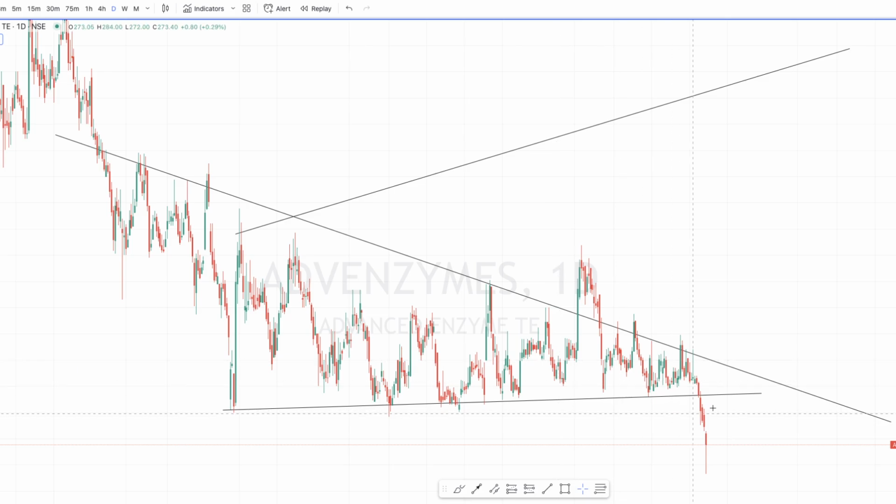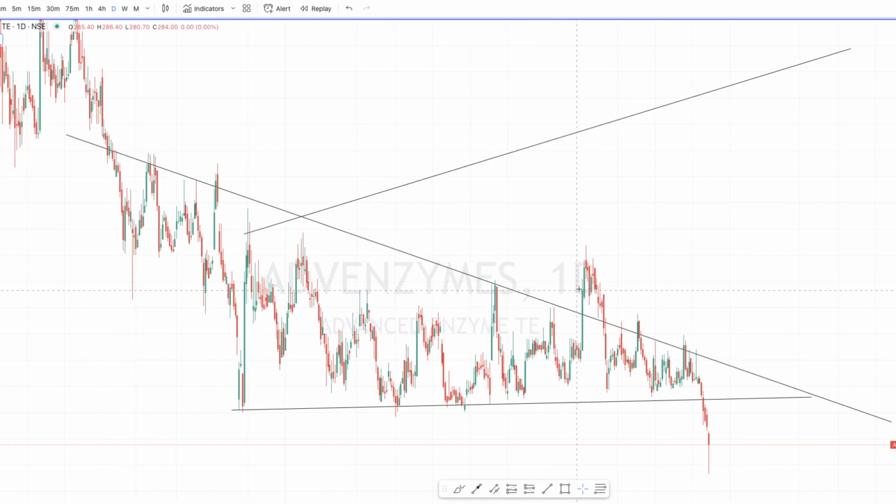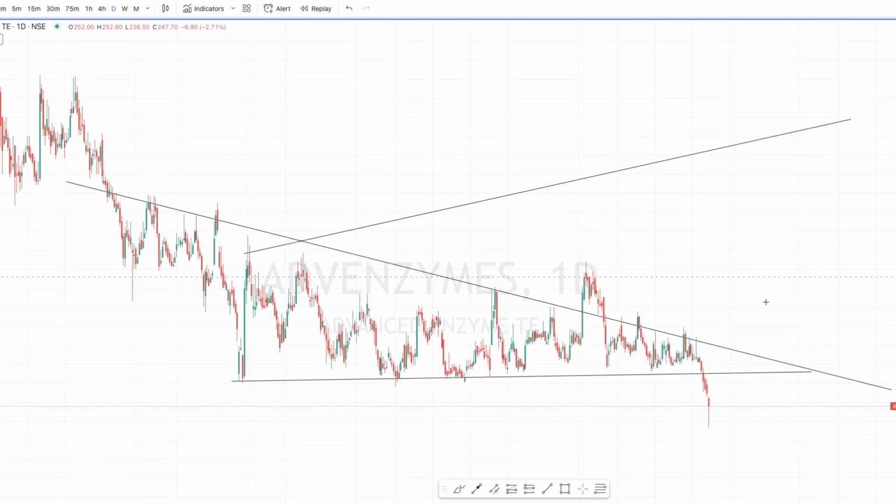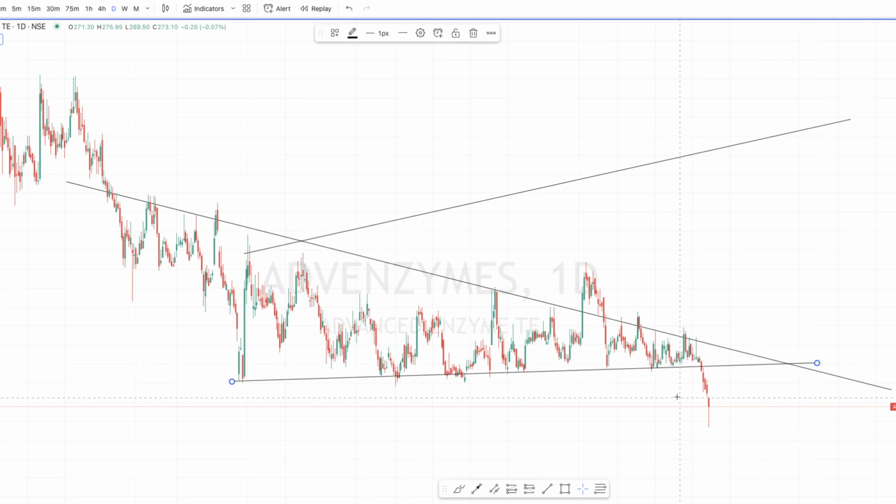For the Advanced Enzymes, my stop loss was below this. Basically, let me explain the trade first so that you understand. So this is the triangle pattern, and you see that there is a breakout, correct? So this is where I entered, 303, okay, and I put my stop loss below this one. This is where I put my stop loss, and my expectation was it will hit at least 1 is to 1.25. That was my expectation.